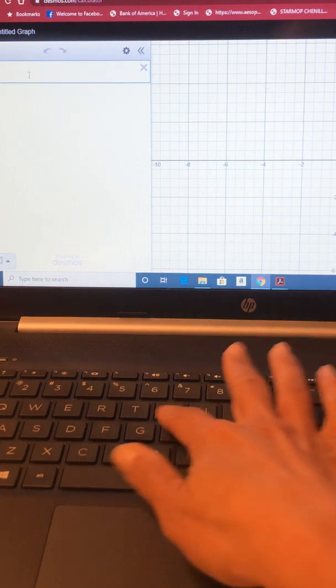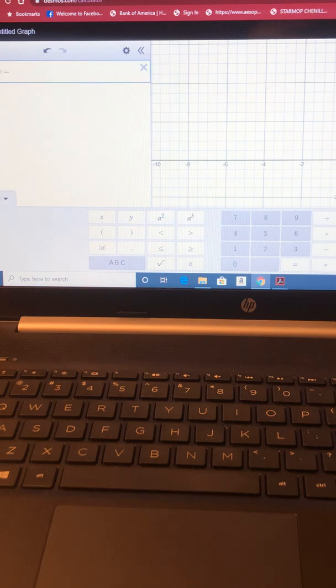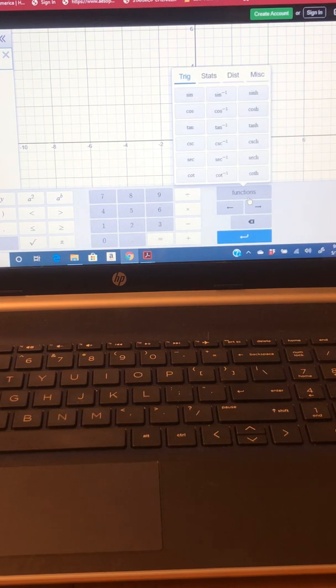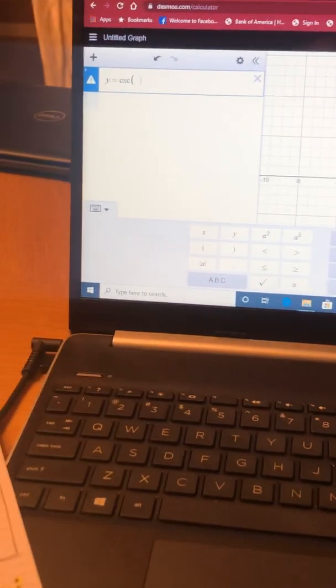Okay, so it was y equals any cosecant. So that's going to be under this, oh, you guys can't see. There we go. See my cursor's on functions, and I see cosecant. There it is.